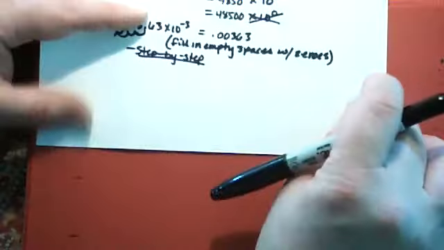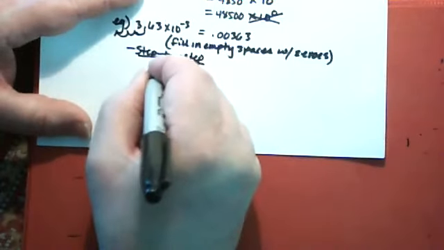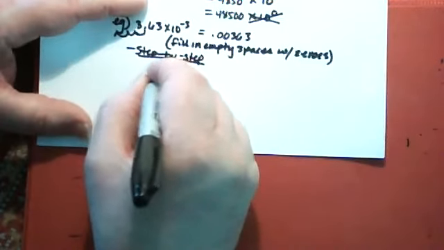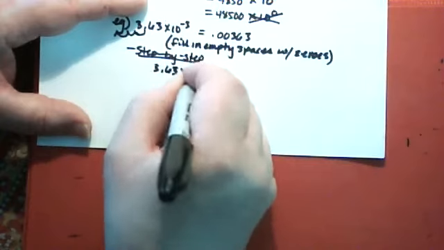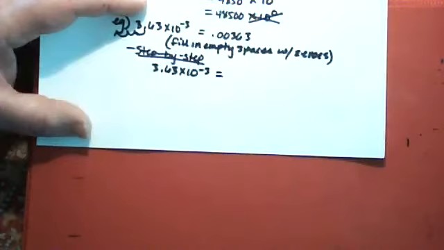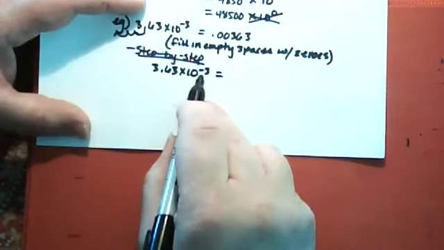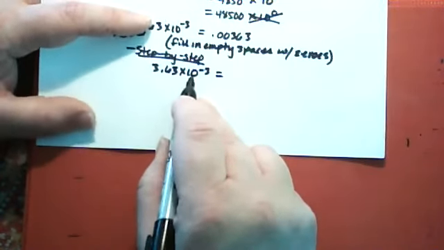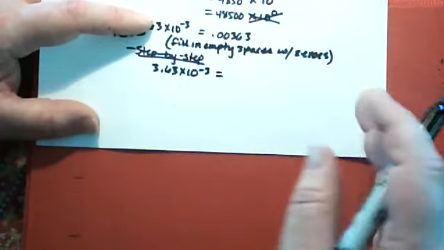And to do that step by step, sorry, still messed up. Okay, step by step. We'll start with the number that we have to begin with. So we've got 3.63 times 10 to the minus 3. And remember that we want the exponent to end up as 10 to the 0.